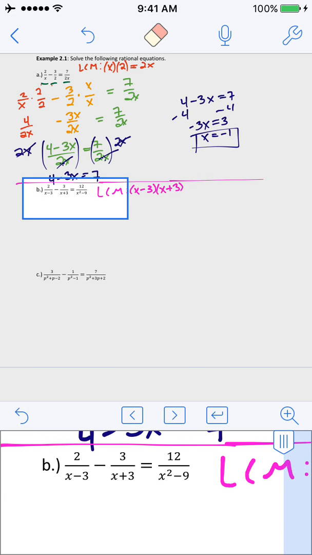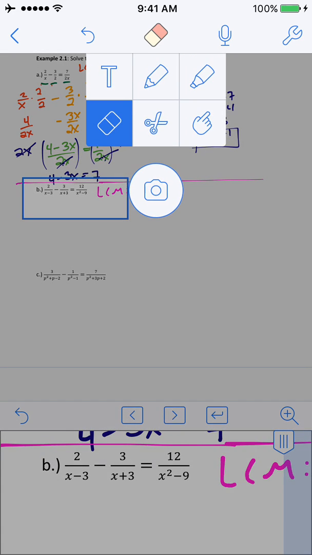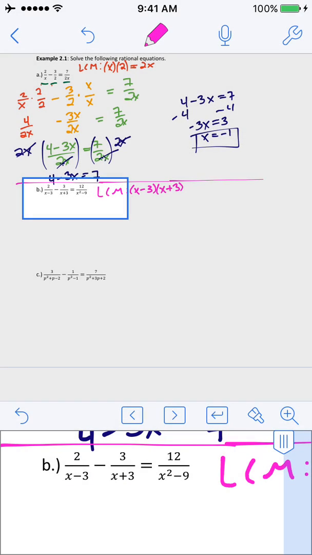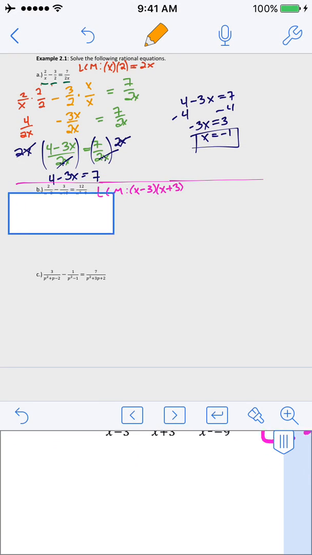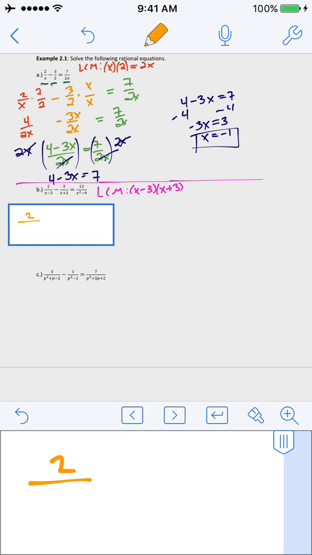Now I'm going to multiply that to each of my sides, or each of my terms, so that they are all the same denominator. So let's go ahead and do that now. Let's multiply, let's do orange. So this first term was 2 over x minus 3.